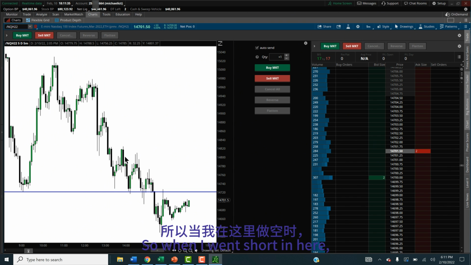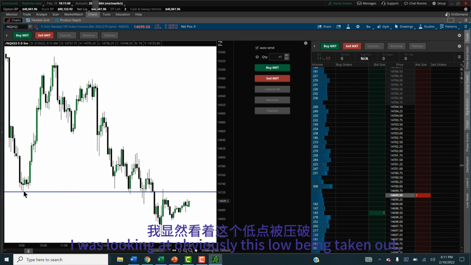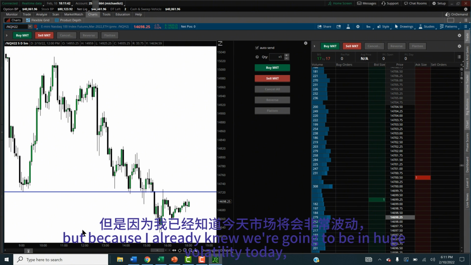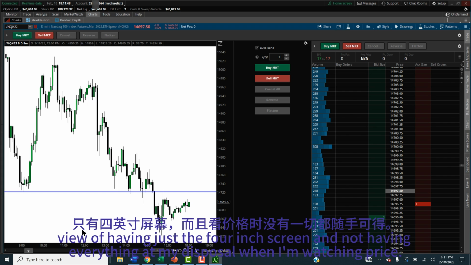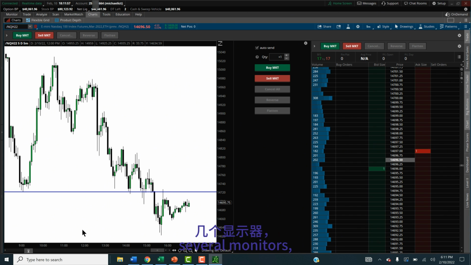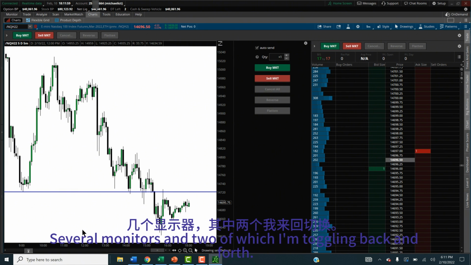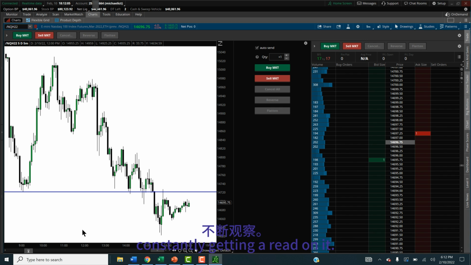All right, so when I went short in here, I was looking at obviously this low being taken out. But because I already knew we're going to be in huge volatility today, I didn't trust the view of having just a 4-inch screen and not having everything at my disposal when I'm watching price. Like I'm usually watching several monitors, and 2 of which I'm toggling back and forth, different time frames. So I'm constantly getting a read on order flow, constantly getting a read on it.